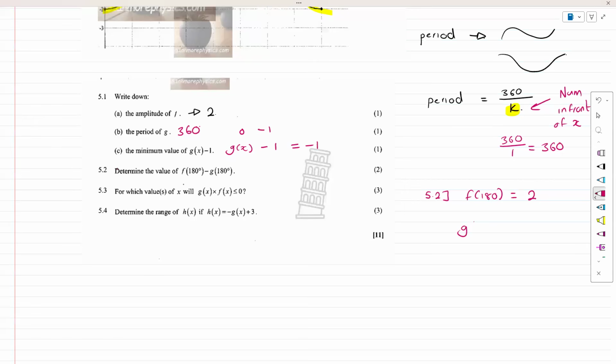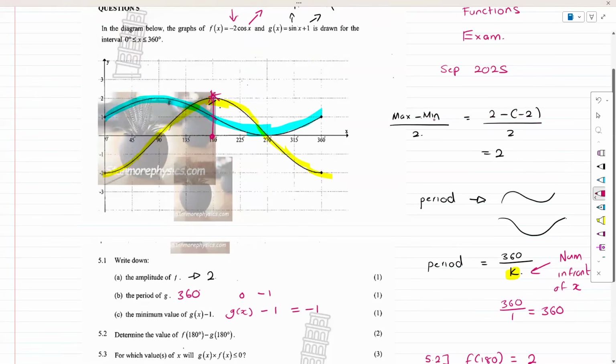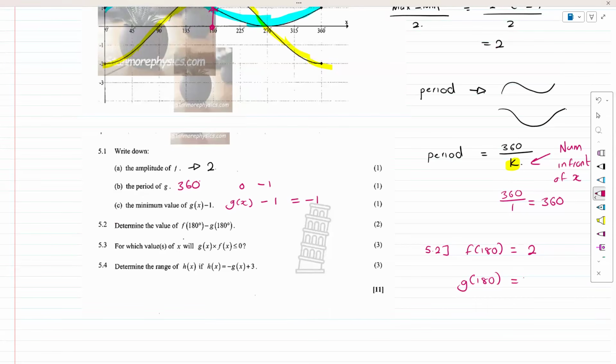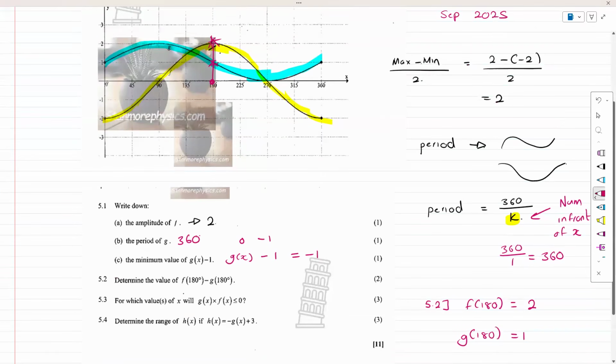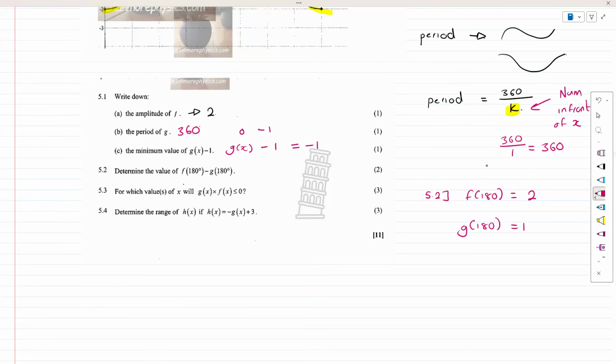Let's go to g of 180. Well, at g of 180, the point here is most likely 1. Remember, guys, we're talking in terms of the y. There it was 2, here it was 1. And they wanted f minus g. So 2 minus 1, and that just equals 1. The answer is 1. So whenever you have these type of questions, look at this. There's no calculations needed. This is where you look at the graph.